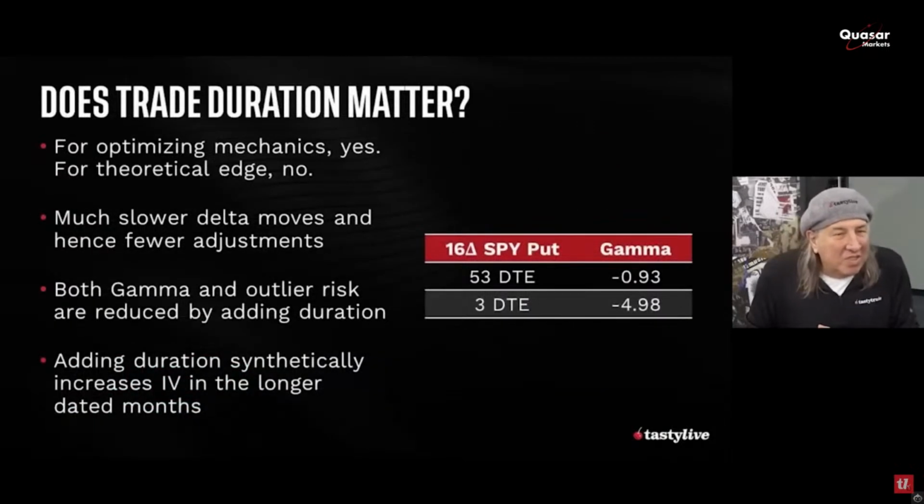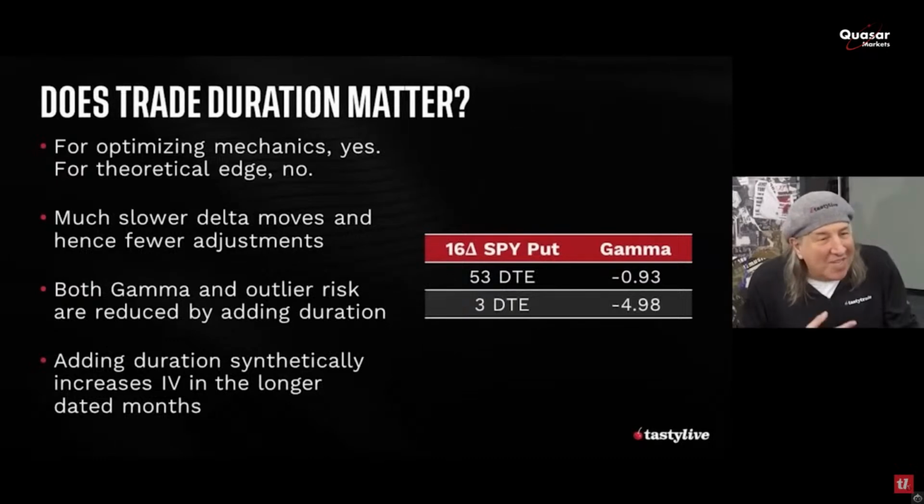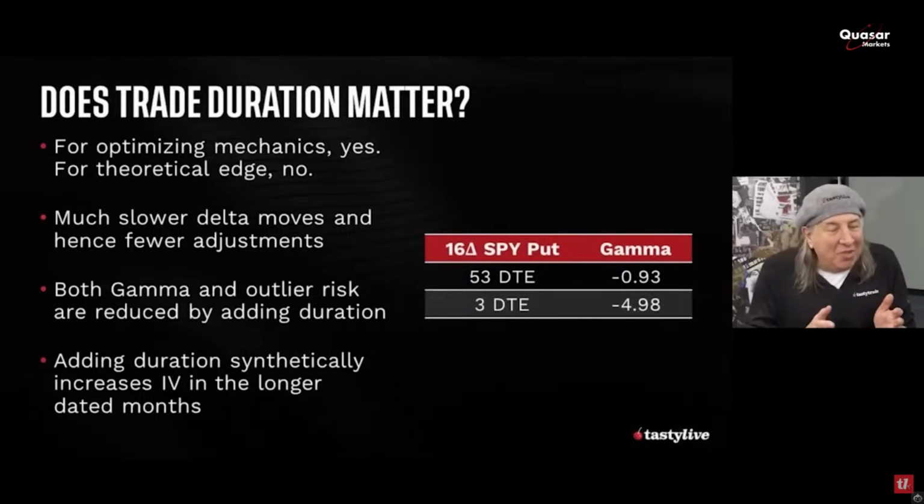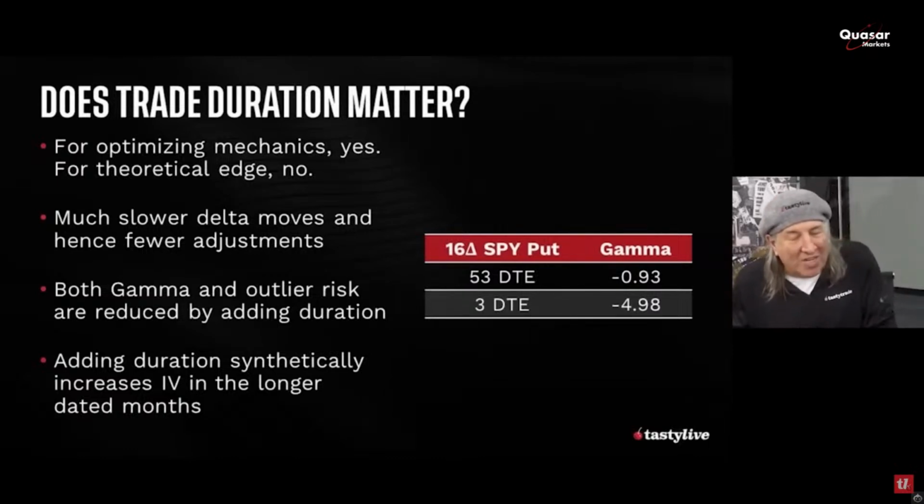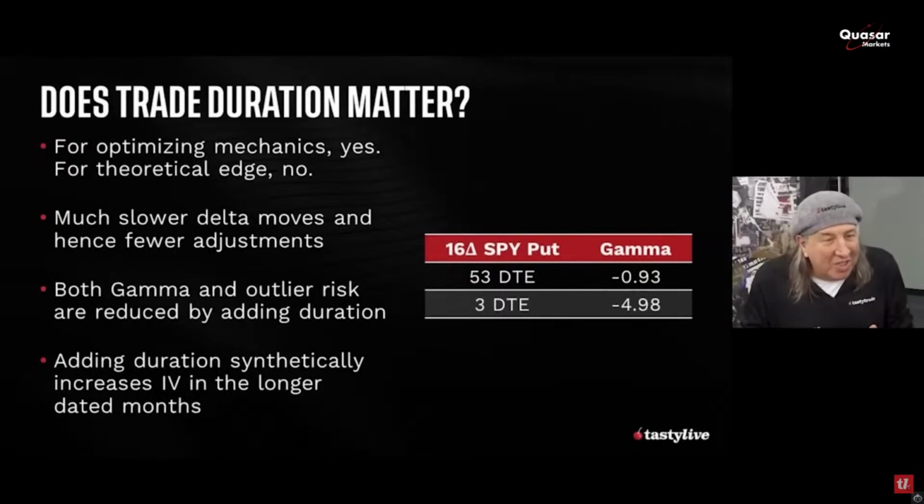So, does trade duration matter in the process? Well, for optimizing mechanics, the simple answer is yes. For theoretical edge, the answer is no. So what does that mean? If you do a trade that's 1 day out, 3 days out, 7 days out, 14 days out, 21 days out, or 45 days out, there is no difference in theoretical edge. You are going to have the same, let's call it, penny around fair value in all those cases.